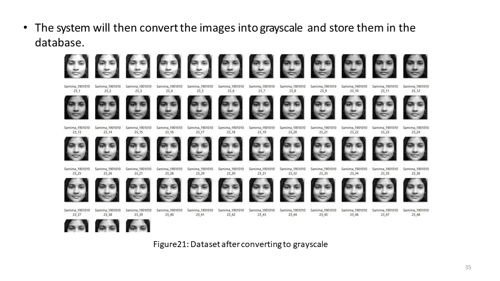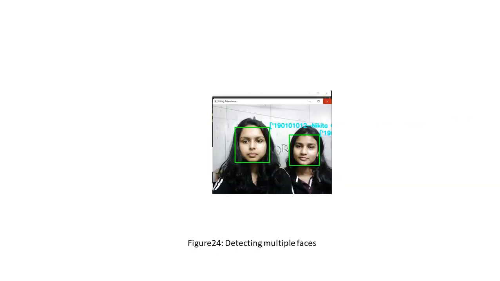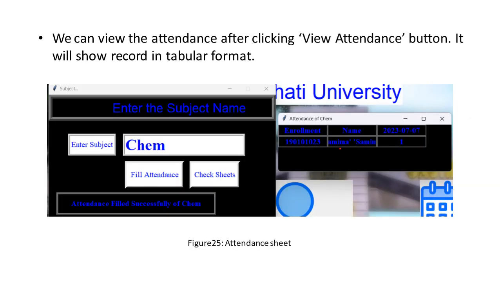This is the dataset of the images taken after converting it to grayscale. For the attendance part, we have to click the take attendance button and this window will pop up, and then we'll have to enter the subject and press the fill attendance button. As we can see, the system has correctly identified the individual along with her enrollment number, and so our system can detect multiple faces at a time also.